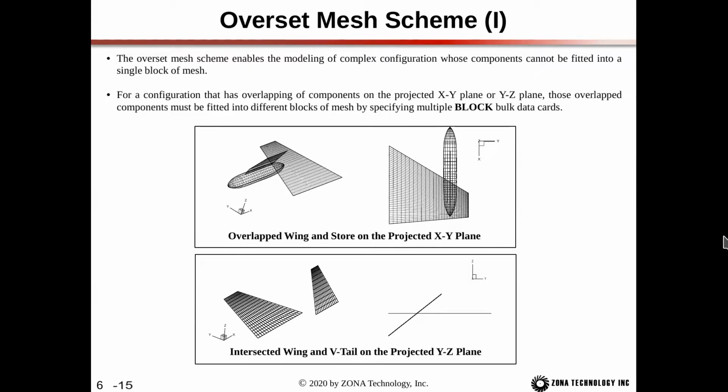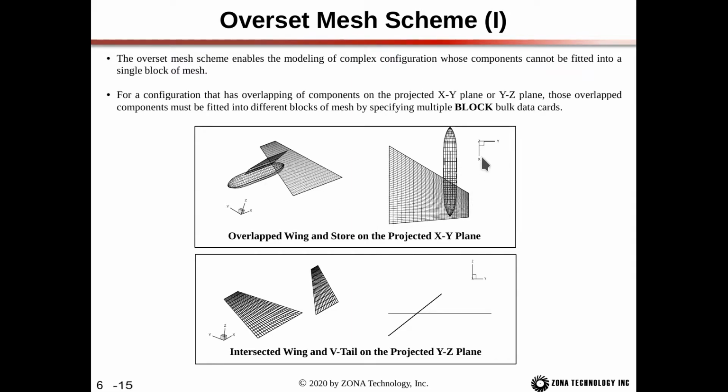So next we'll need to look at the overset mesh scheme. The overset mesh scheme enables the modeling of complex configurations whose components cannot be fitted into a single block of mesh. And this will happen when you have a configuration that has overlapping components on the projected XY plane or YZ plane. Then those overlapping components must be fitted into different blocks of mesh by specifying multiple block bulk data cards. So here we have a wing, pylon, and store.